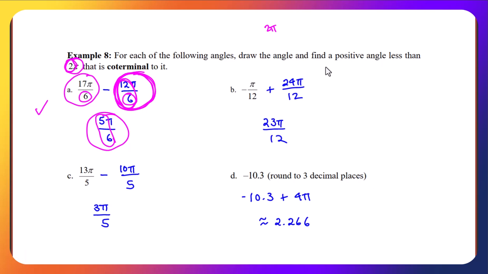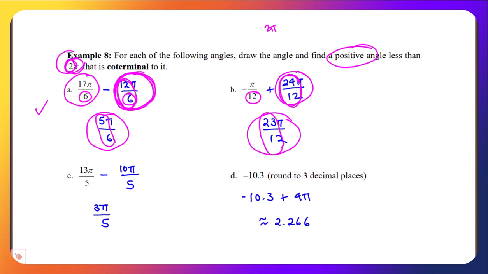This time, to make it positive, I better add 2 pi with 12ths, the common denominator. I better use 24 over 12, add, and I get 23 pi over 12. 24 over 12 is 2, so clearly 23 over 12 is smaller than 2. Do the same thing for the other two and see what you come up with on your own.